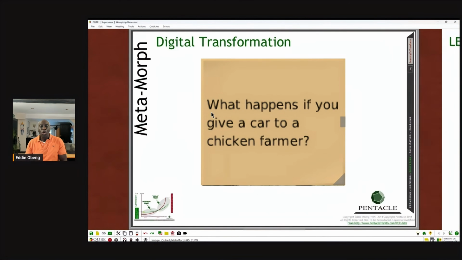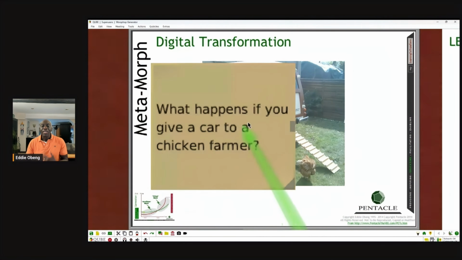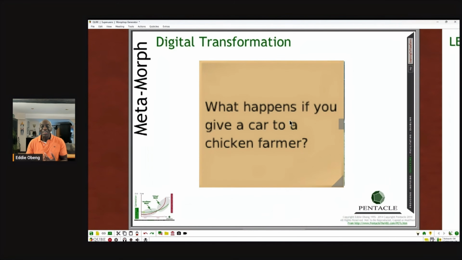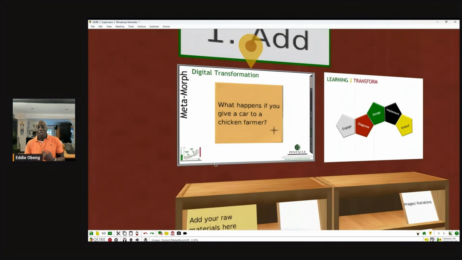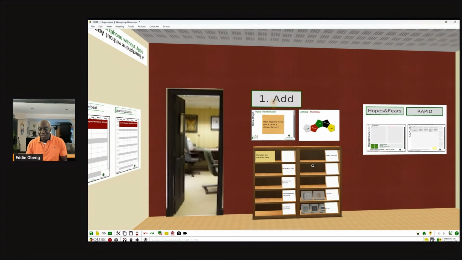And it starts with a joke. It says, what happens if you give a car to a chicken farmer? And the answer is they'll turn it into a chicken coop. So the fact you're on Cube doesn't necessarily mean you're going to instantly be able to apply it. You have to actually stop being a chicken farmer and do it a different way.